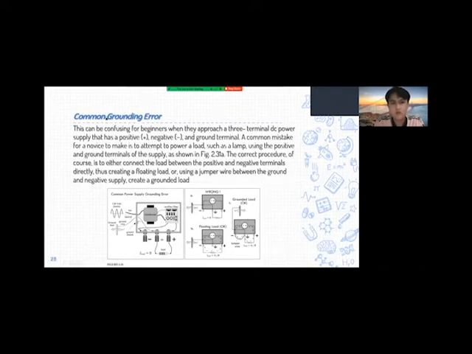A common ground error, a common mistake for a novice, is to attach the power load between the positive and ground terminals of the supply. The correct approach is either to connect the load between the positive and negative terminals directly, thus creating a floating load, or to use a jumper wire between the ground and negative supply to create a grounded load. A is wrong, B is right, and C is right.